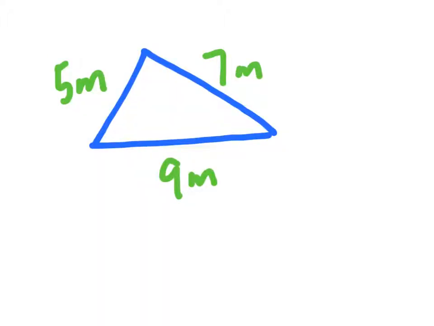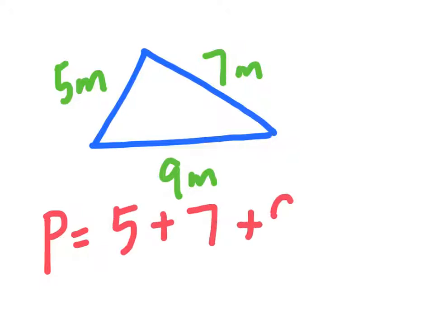The final example of a simple shape that we are looking at are triangles. Now the perimeter of a triangle is simply calculated by adding each side together. So we have 5 plus 7 plus 9, which equals 21 metres.